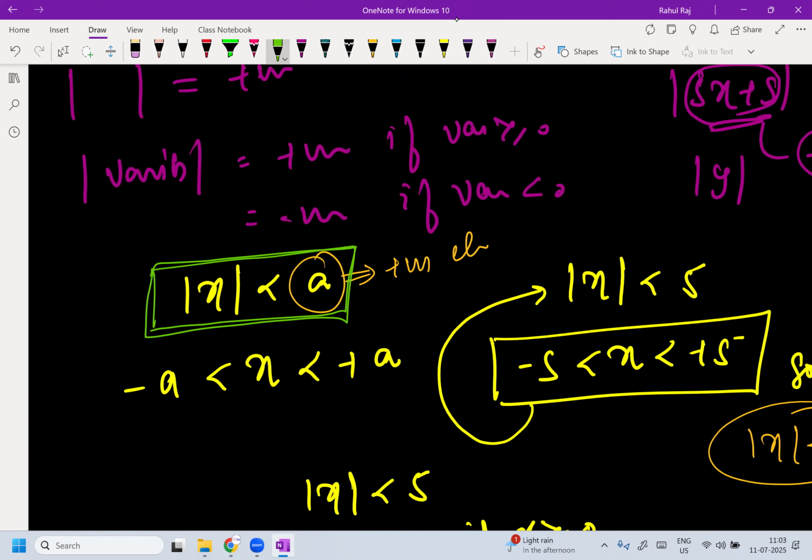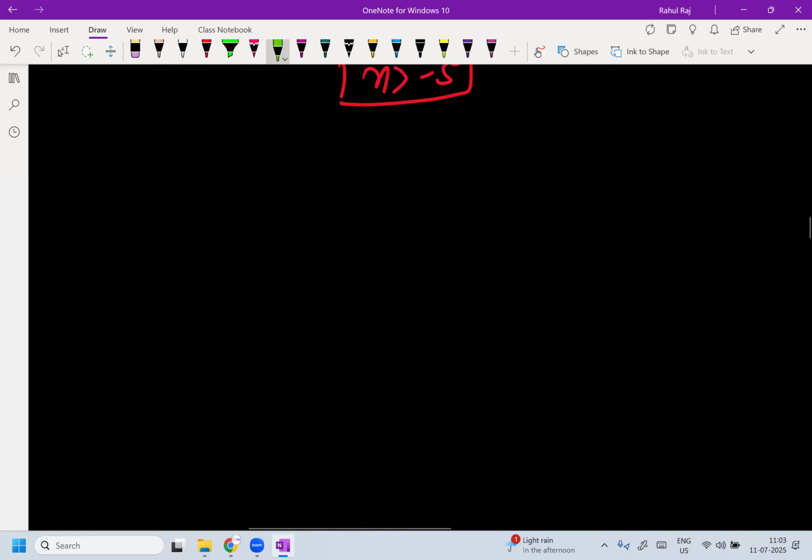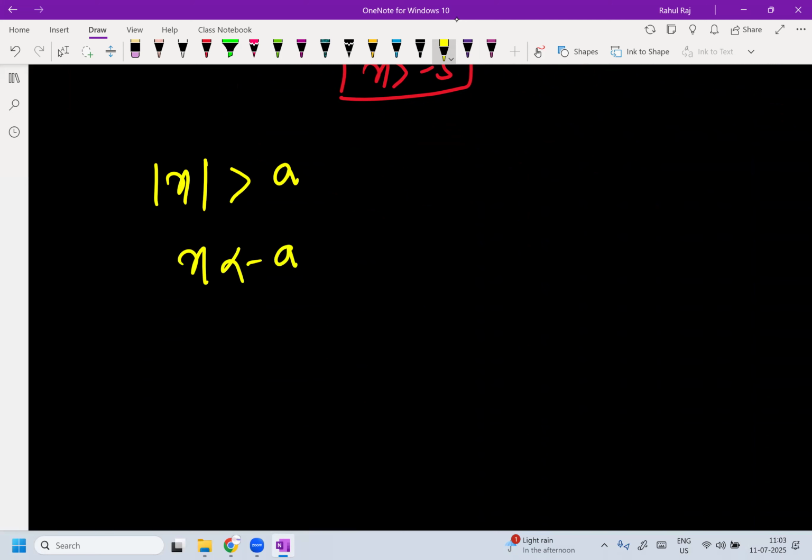It is practically impossible in math that you will see mod of anything is less than negative 1 or mod of anything is less than 0. Not possible in math at all. Am I right, Shweta? Yes. So mod x greater than a means what, Shweta? It means x lies outside of negative a and positive a.